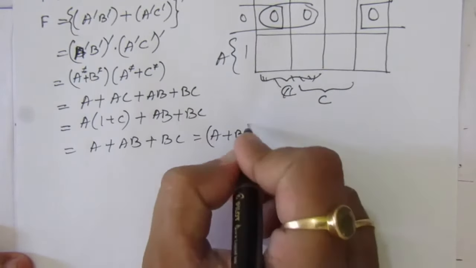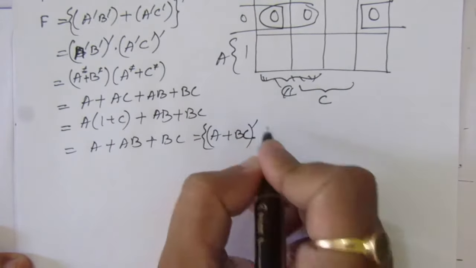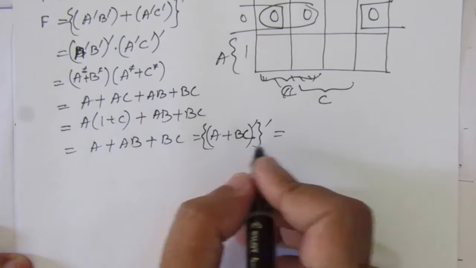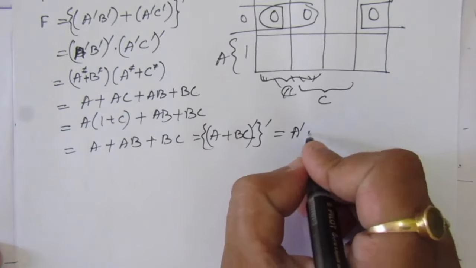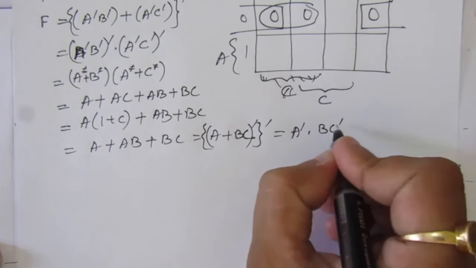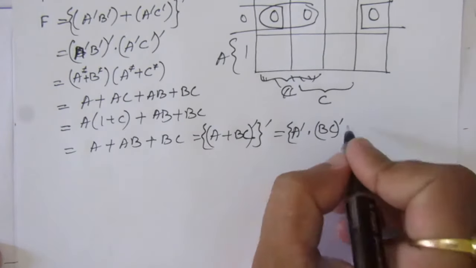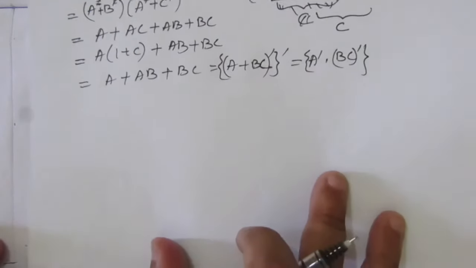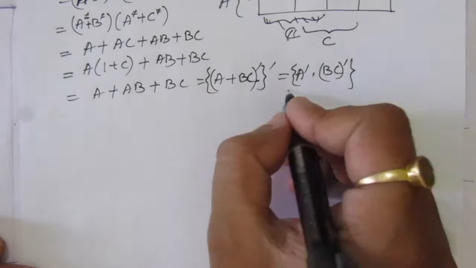Now if we take 2 times complement, what we'll get? We'll get the same term as this one, A plus BC. A bar dot BC whole bar, okay, and whole complement. So how we can write it? Now we have to make the logic diagram for this expression.